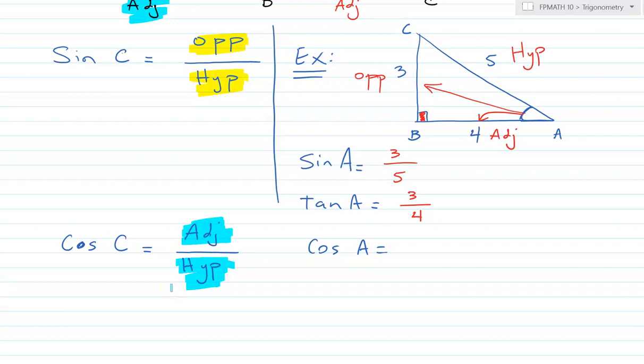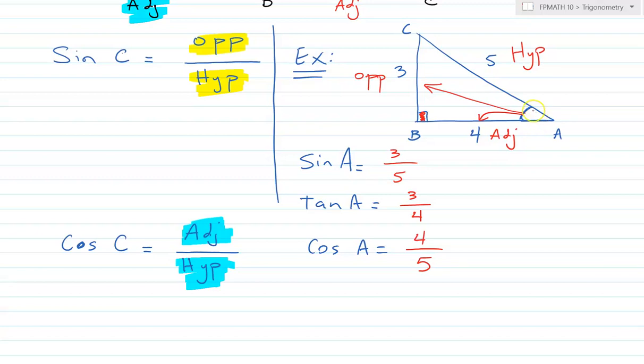And adjacent over hypotenuse is, let's write it up. Adjacent is 4 and hypotenuse 5. Okay, so cos of angle A will have 4/5. That's a number, it's a fraction, that's a ratio. And notice that the sides are related to each other based on that angle.